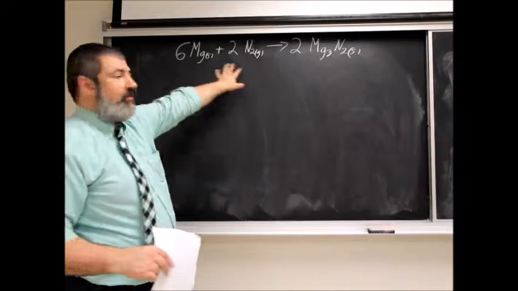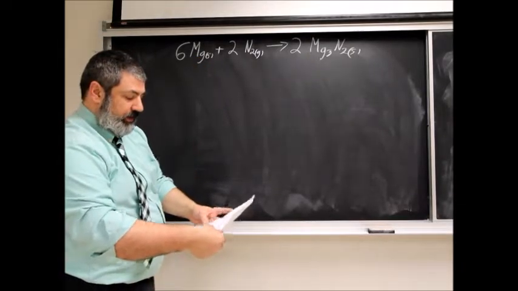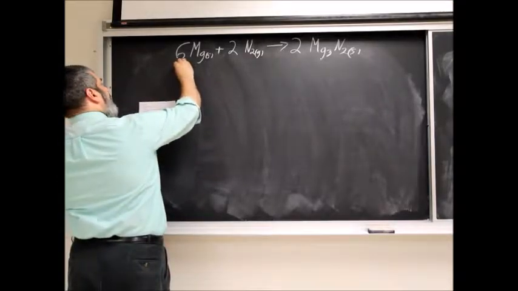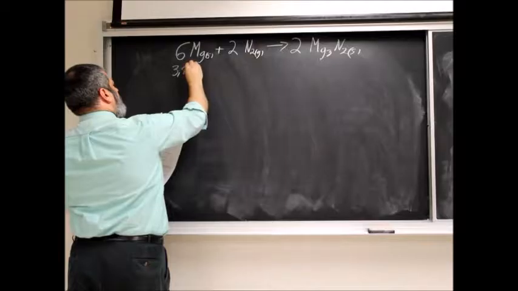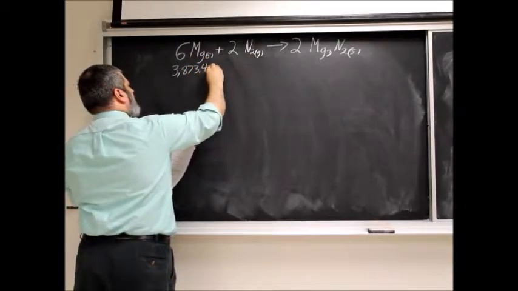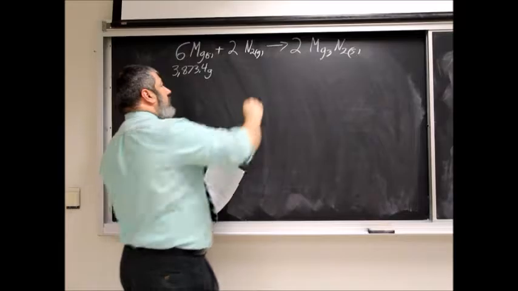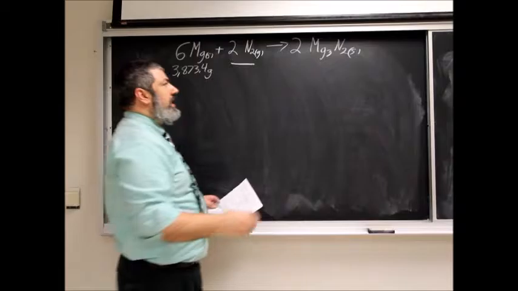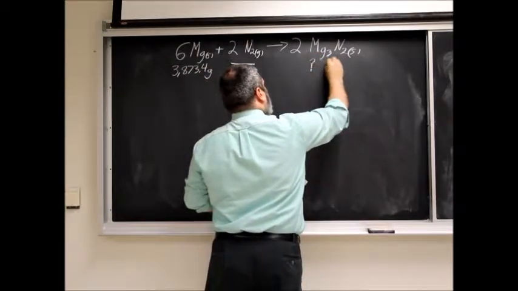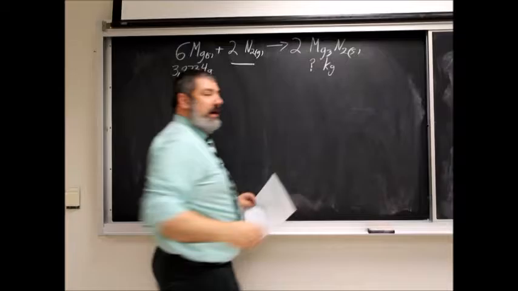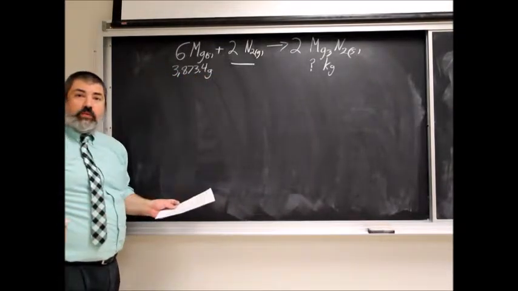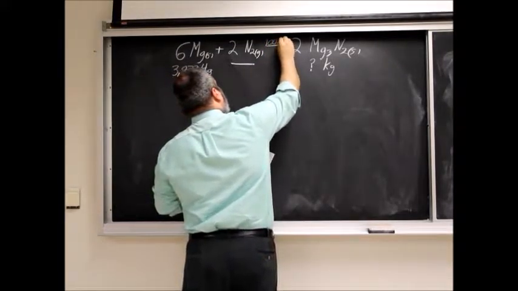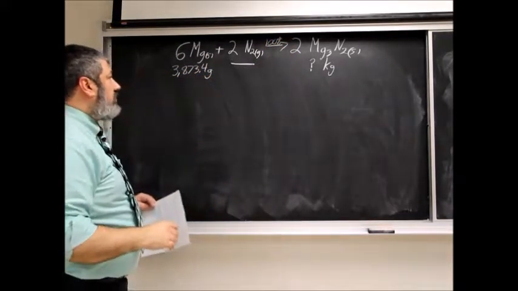But when you write chemical equations, you should have them in the lowest common denominator, which I did not, but that's okay. We have 3,873.4 grams of magnesium. We have an excess of nitrogen, so nitrogen is in abundance. And we want to know how many kilograms of magnesium nitride can we synthesize under these conditions. We're told that the reaction is 100% yield.